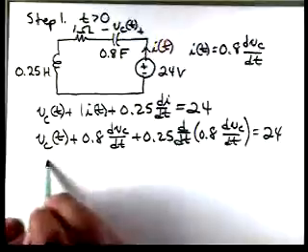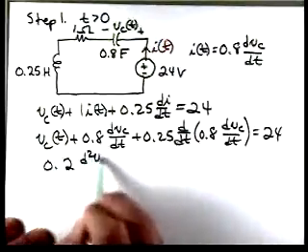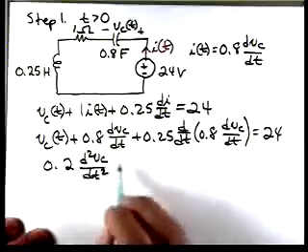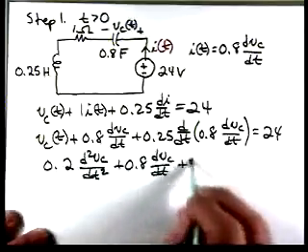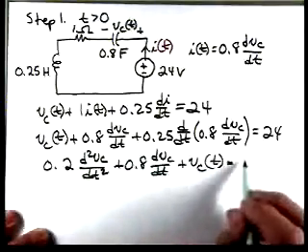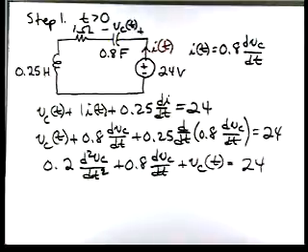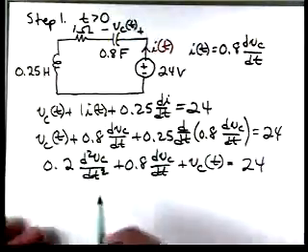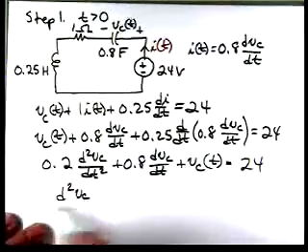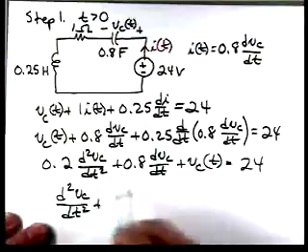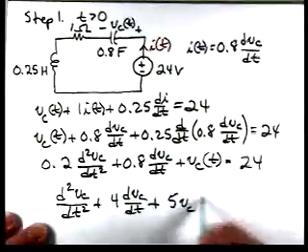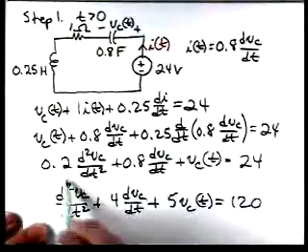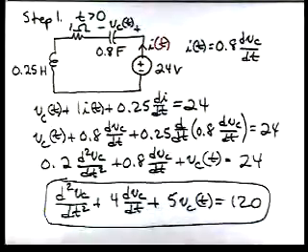And performing some of the operations here, we get 0.2 times the second derivative of the capacitor voltage with respect to time plus 0.8 dVc dt plus V sub c of t equal 24. Now let's divide through by the 0.2 or multiply through by 5. So now we get the second derivative of the capacitor voltage with respect to time plus 4 dVc dt plus 5 V sub c of t is equal to 120. So here's our differential equation for our circuit.